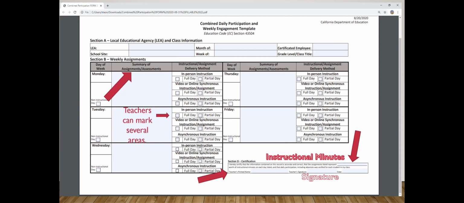Then note the instructional minutes. I hereby certify that the information contained on this record is accurate and correct, that the assignments listed represent, and then the number of minutes worth of instructional minutes on each day listed. So all of you are at least marking what your minimum is according to the grade level that you're teaching. Then you'll need to make sure that you print your name and sign.